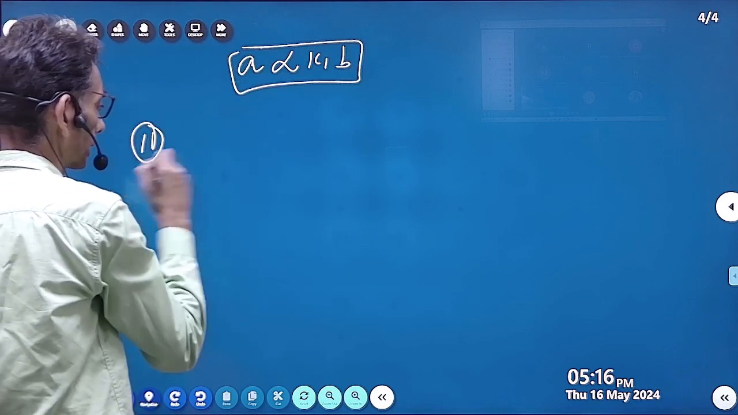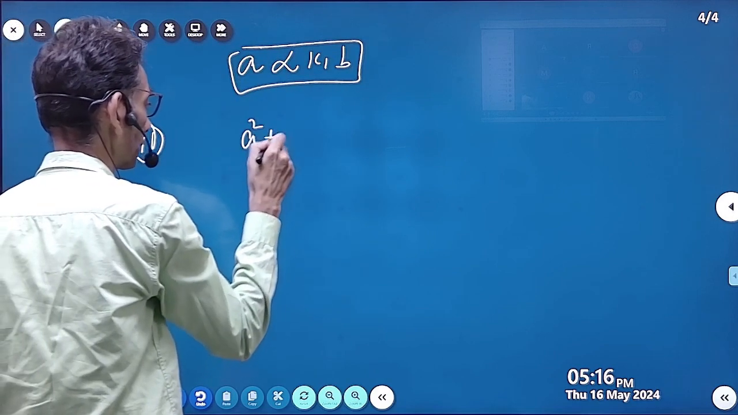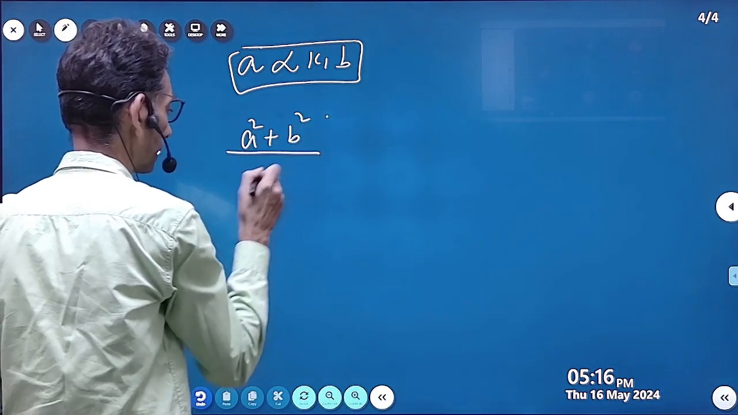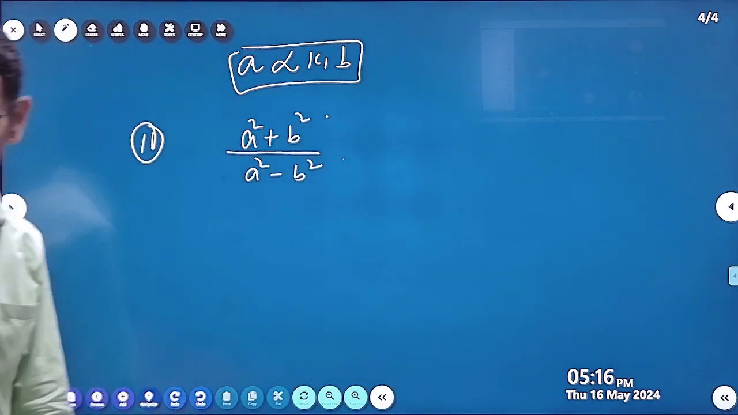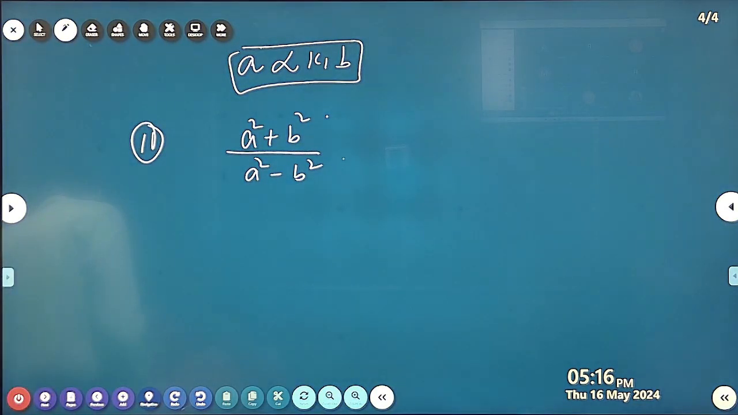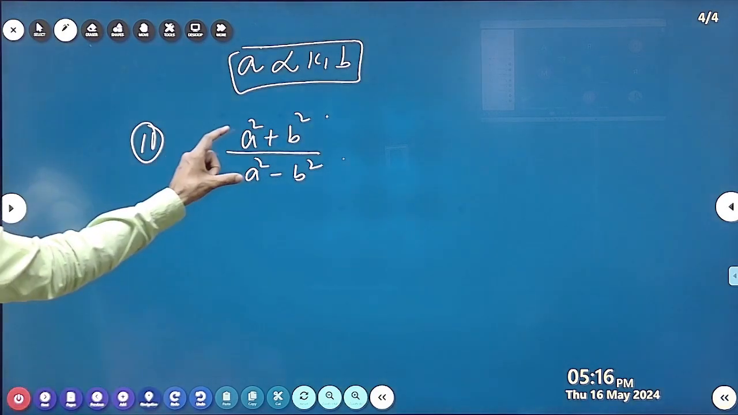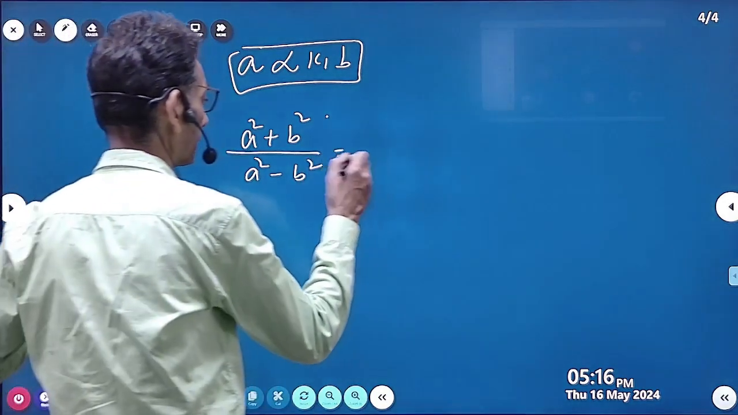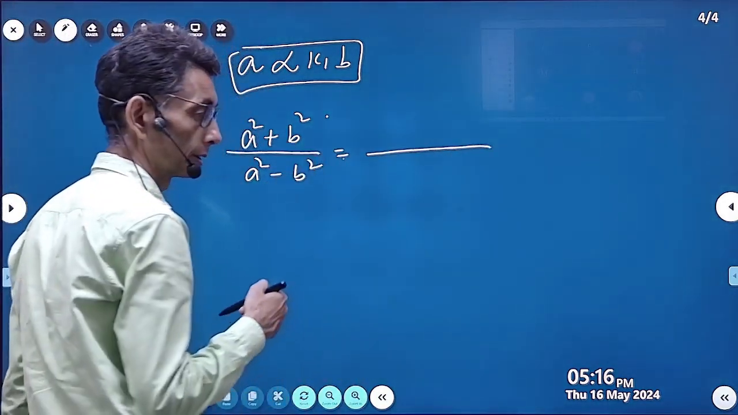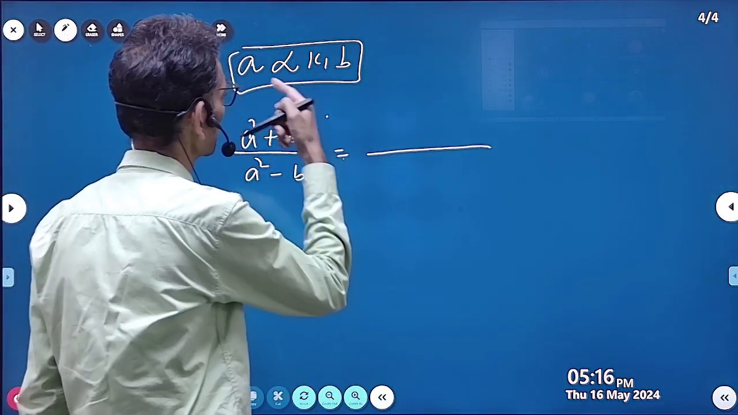Now second question: A square plus B square proportional to A square minus B square. We take the ratio. On the left hand side we have A square plus B square, on the right hand side A square minus B square. So try to get the ratio of these two. What is the value of A?